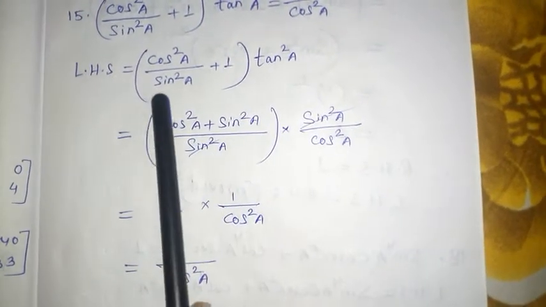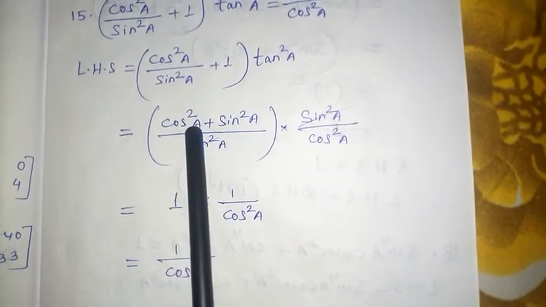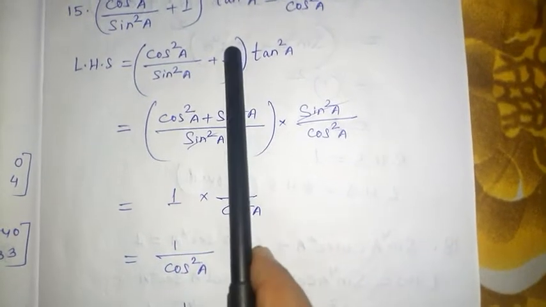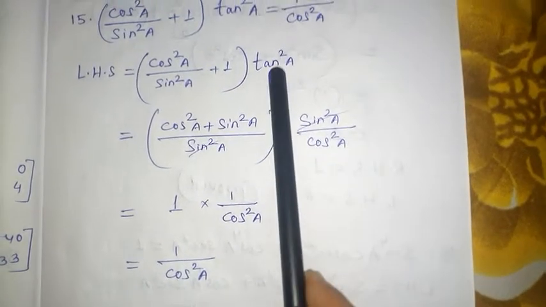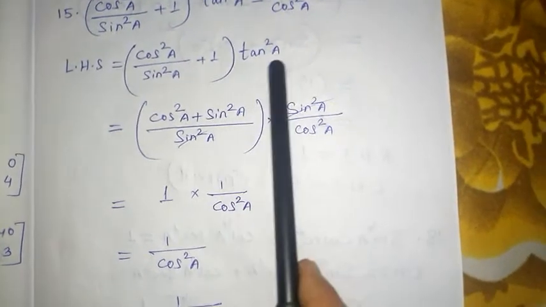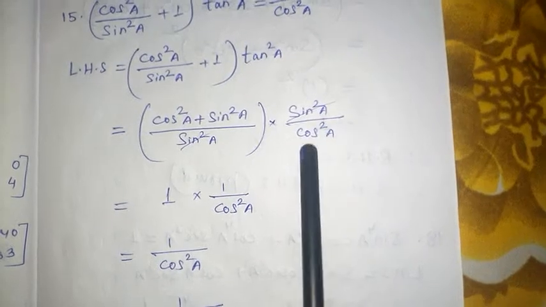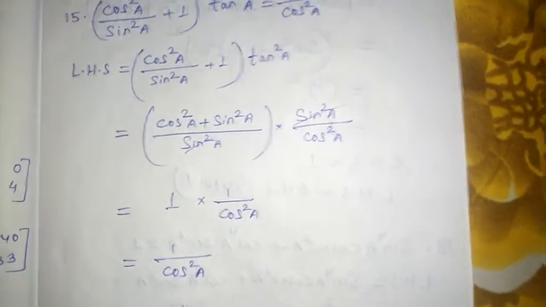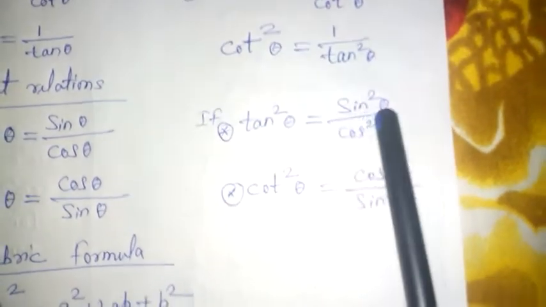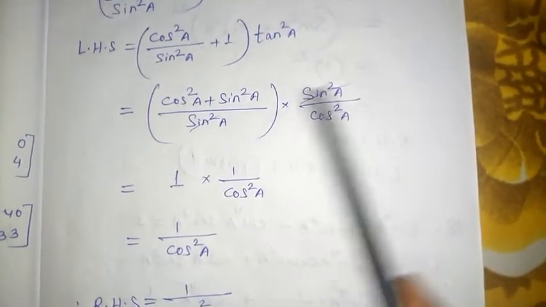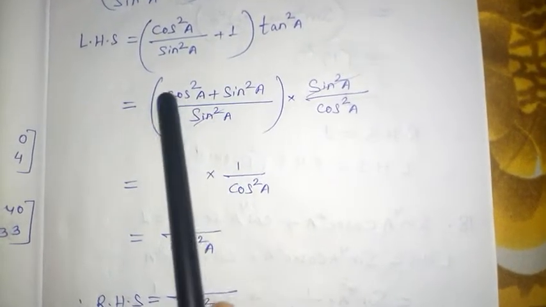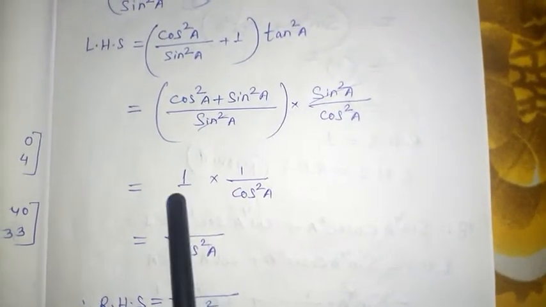Now if I do the LCM here, then my upper part will be cos square a plus this multiplied with 1, and I will get sin square a by sin square a into tan. This is all about LCM, but tan square a I wrote as sin square a by cos square a. You will say, how sir? Just now I had told you tan square theta equal to sin square theta by cos square theta. Same formula I wrote here. Now sin square a up and down can cancel, and here cos square a plus sin square a is 1.